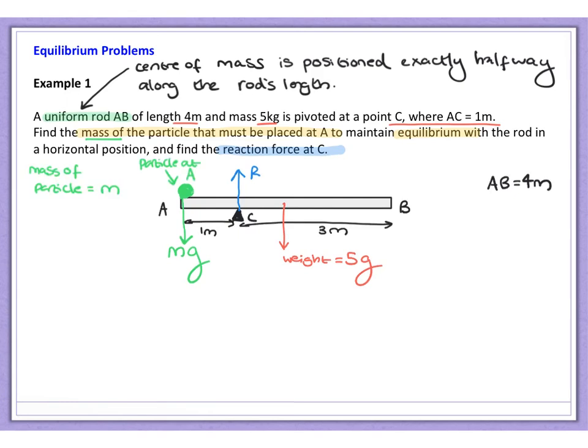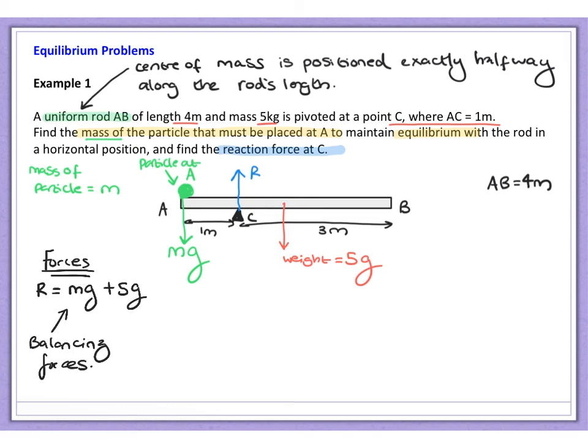So here is all of the information. Now, what are we going to do? Well, the first thing is to think about the fact that we want the system to be in equilibrium. Now, that means we need the forces to be balanced. So the first step here is to think about the forces. Now, what forces do we have acting? We have R acting vertically upwards, which has got to be balanced by mg plus 5g, both of which act downwards. So that's the first thing that we need to consider, balancing the forces.